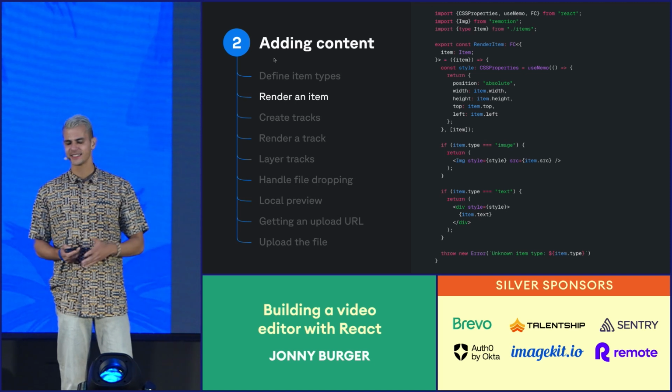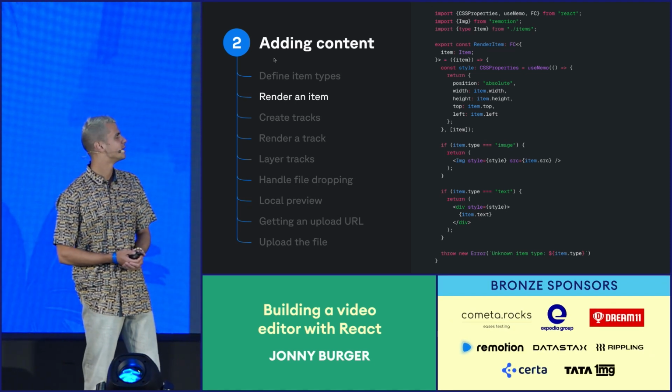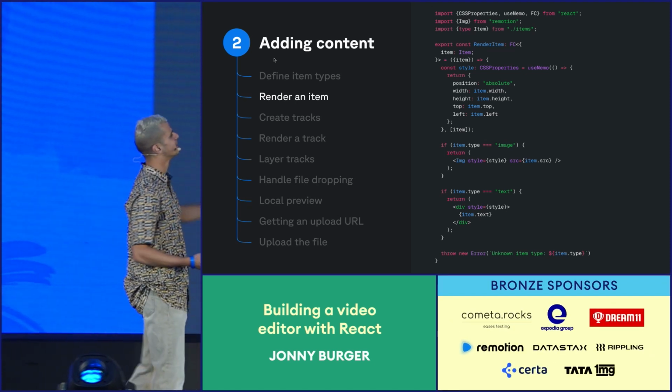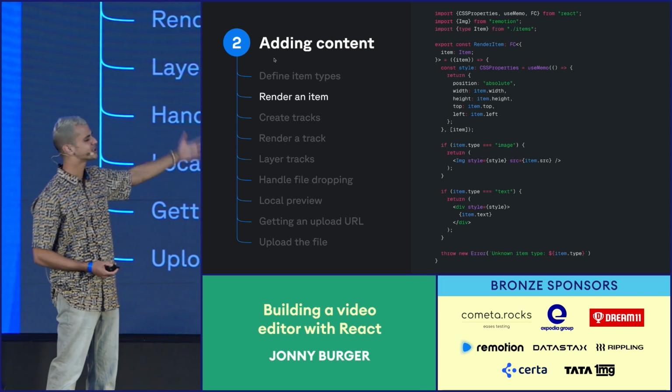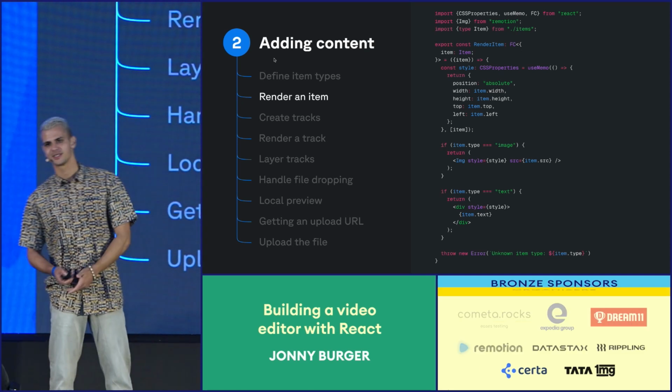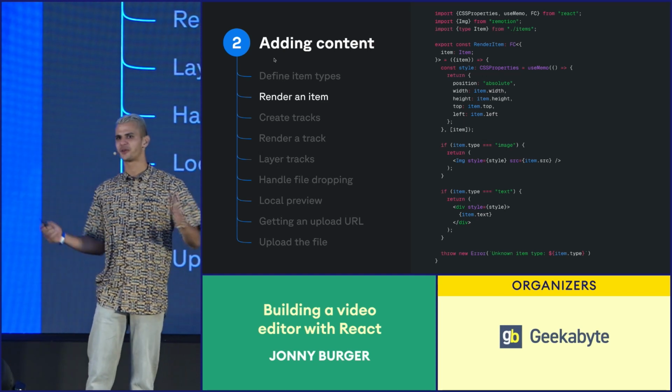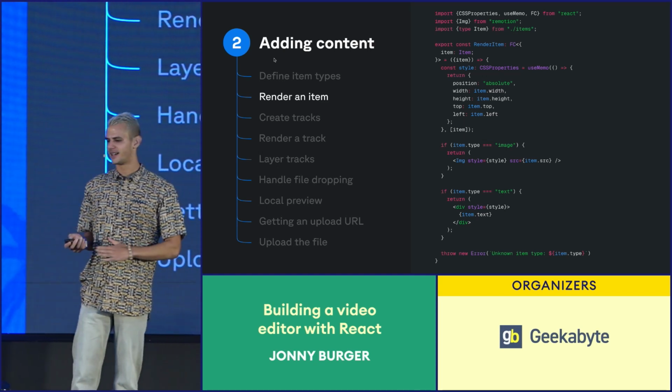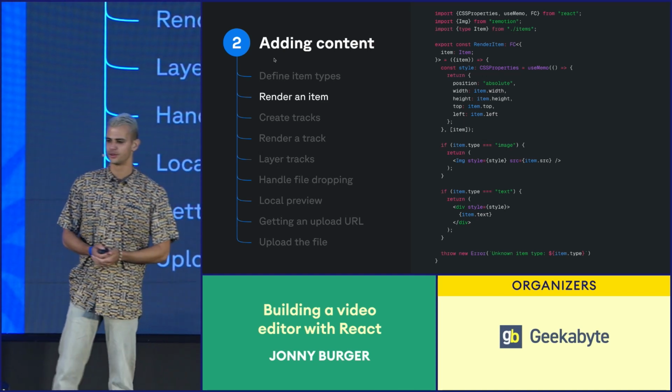To render an item, we would create a component like this. We have the positioning, but then if it's an image, we render an image tag. If it's a text, we just render a div. It's really just React. I feel like this should be nothing new to you.